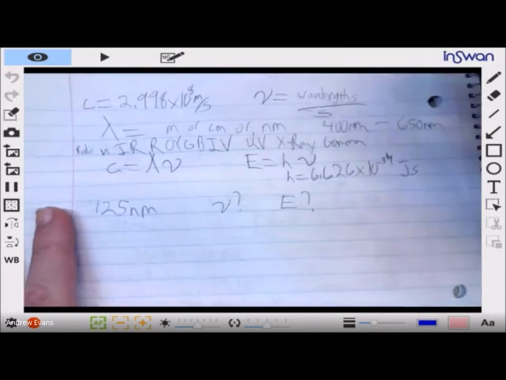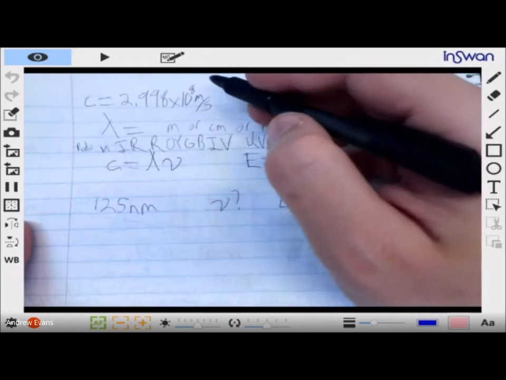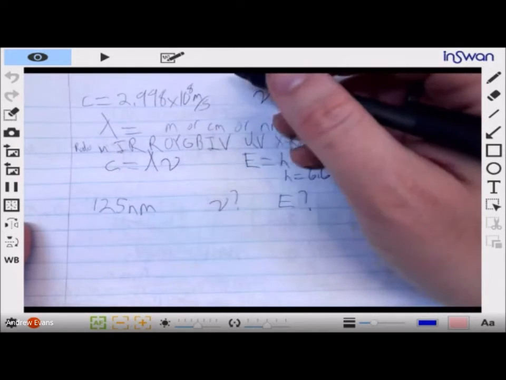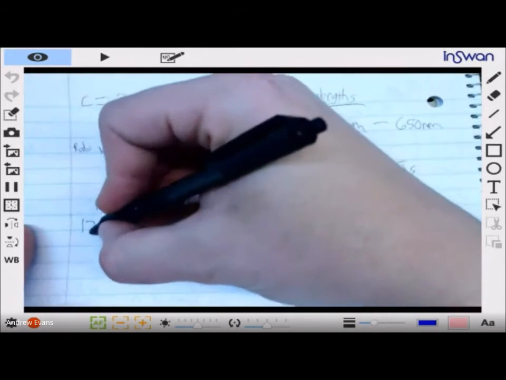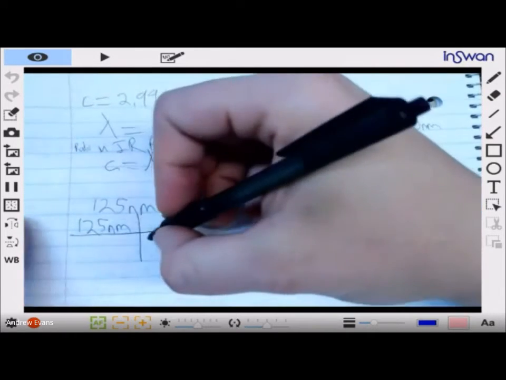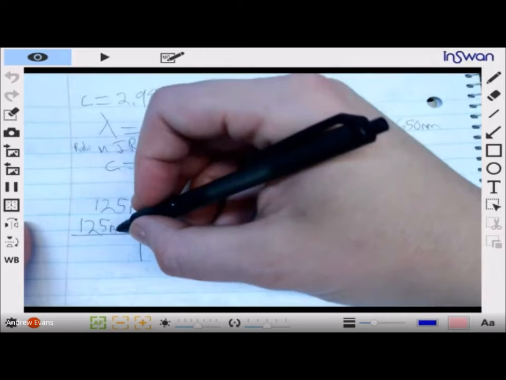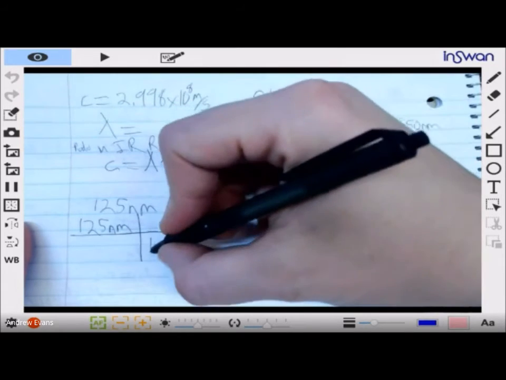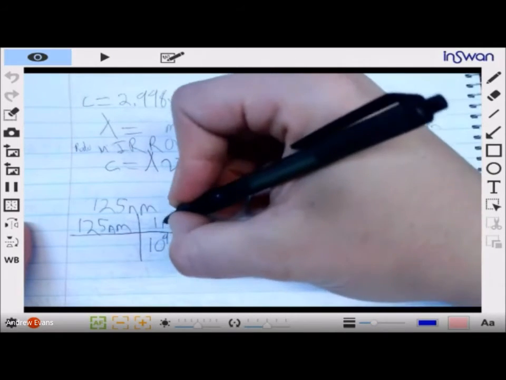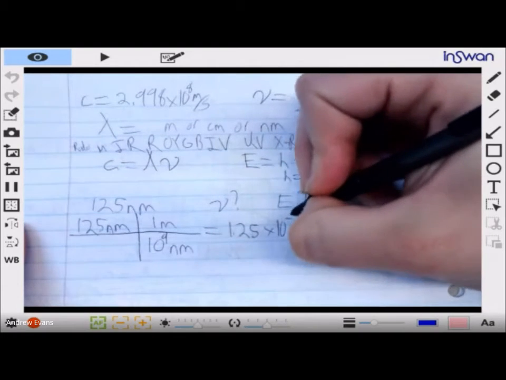So the one thing you really have to watch out for is units, because the speed of light is in meters per second. In order for this to work, we have to be able to cancel meters to get to frequency. So the first step would always be turning nanometers or micrometers into meters. So milli is 1,000, micro is a million, nano is a billion. So there's 10 to the 9th nanometers in 1 meter, meaning this is going to be 1.25 times 10 to the negative 7th meters.